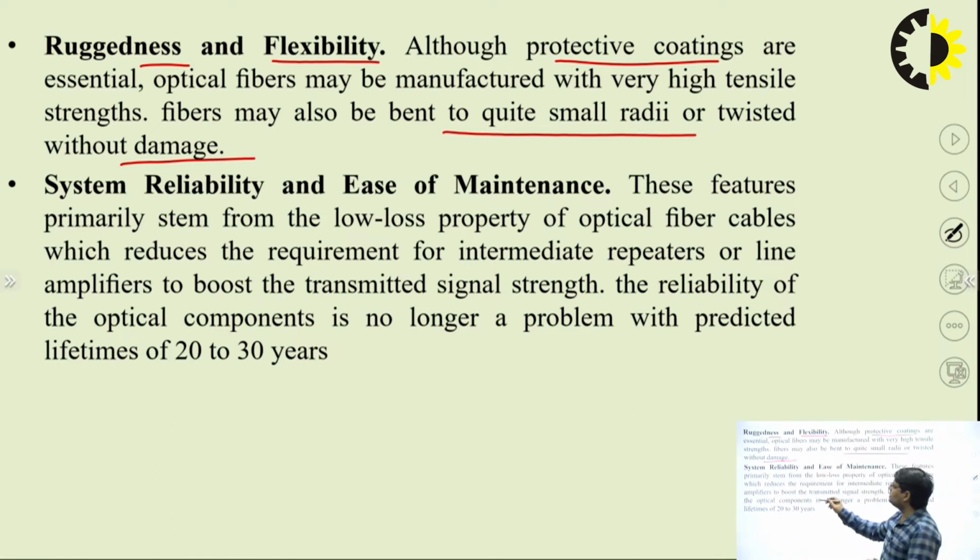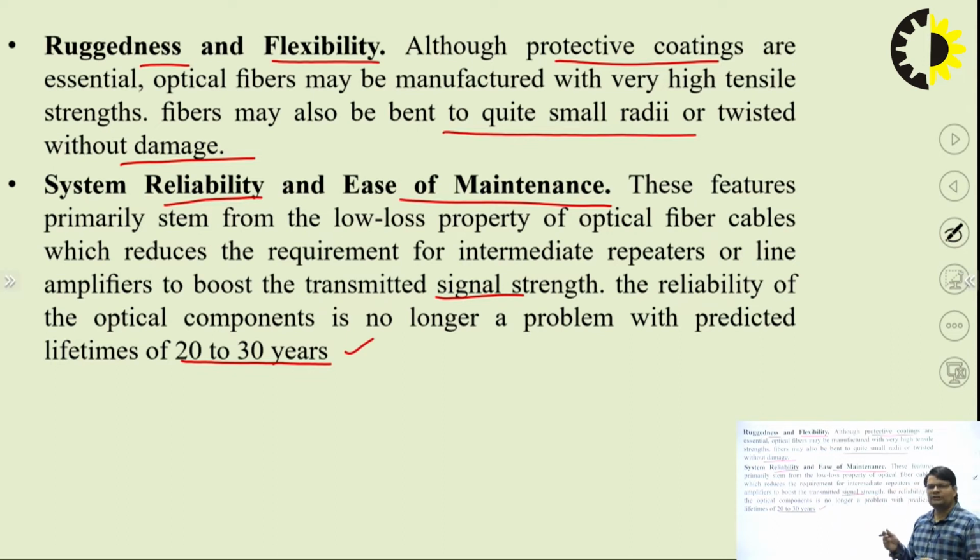Next is system reliability and ease of maintenance. We have just studied that the life of optical fiber cable is very high, 20 to 30 years. So once we have installed the optical fiber cable, it will work for 20 to 30 years. But one important requirement is that there are some electronic parts used in the optical communication system like laser, which have short life, so they need to be repaired. Otherwise, once installed, optical communication will definitely work reliably for 20 to 30 years.